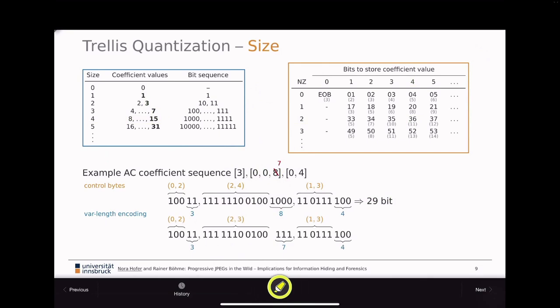And now, as an example, we would change the 8 to a 7, and we can see that we can save 2 bits. Now, Trellis also tries to increase the number of zeros. In this example, we would replace the 3 with a 0, and that would save another 4 bits. Of course, we cannot do this arbitrarily without destroying the image.